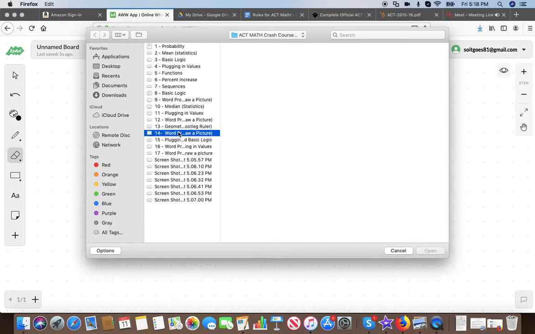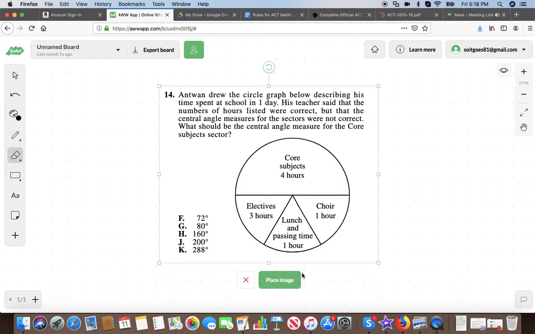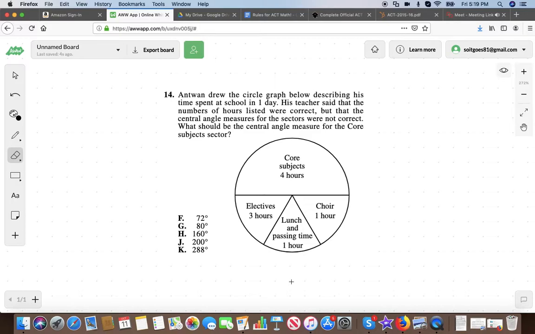Let's take a look at number 14. Go ahead and read number 14 for me, please. Antoine drew the circle graph below, describing his time spent at school in one day. His teacher said that the numbers of hours listed were correct, but the central angle measures for the sectors were not correct. What should be the central angle measure for the core subjects sector? Okay, what are we solving for here, Sarah? For the central angle measure of the core subjects sector.